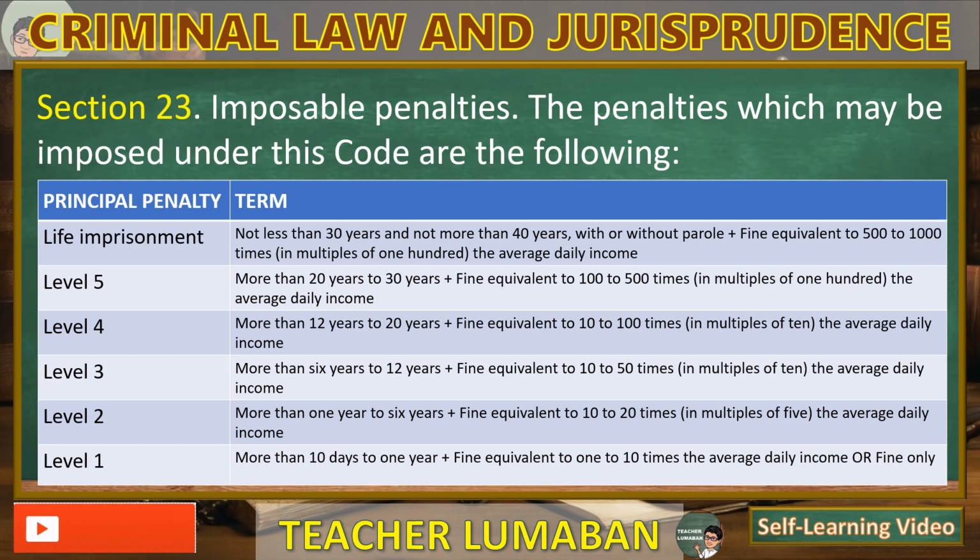Principal penalty, level 3, the term is, more than 6 years to 12 years dagdag fine equivalent to 10 to 50 times, in multiples of 10, the average daily income. Level 3, ang termino ay, higit sa 6 na taon hanggang 12 taon dagdag fine na katumbas ng 10 hanggang 50 beses sa multiple ng 10, ang average na pang-araw-araw na kita.